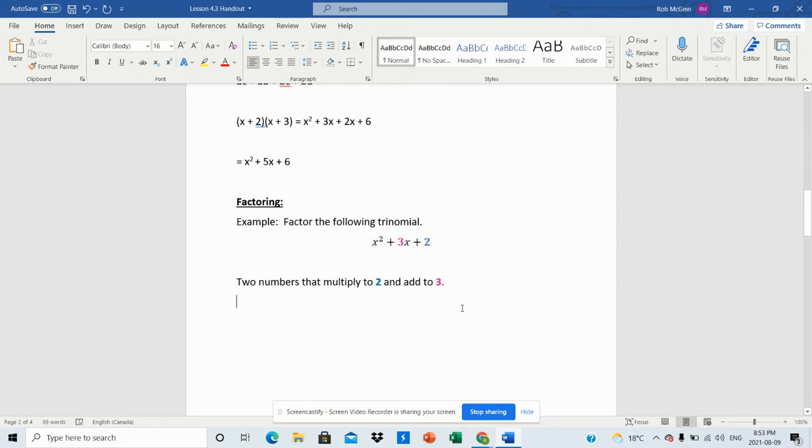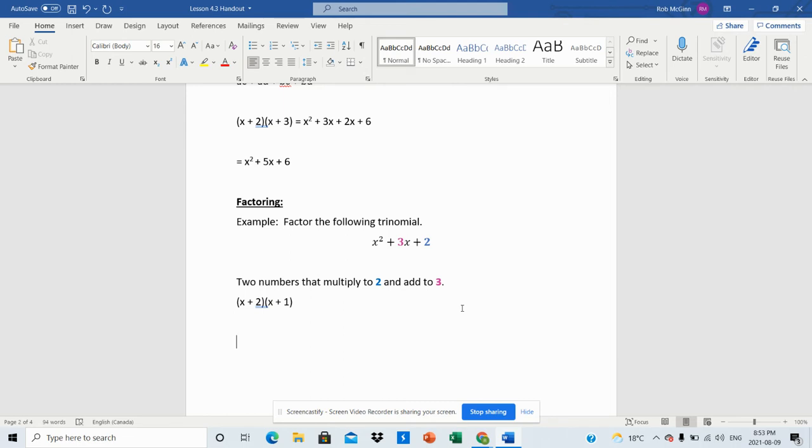So if we're doing that, 2 times 1, oh, that'll work. 2 times 1 is 2. 2 plus 1 is 3. So we can do x plus 2 times x plus 1. And we've now just factored our first trinomial.